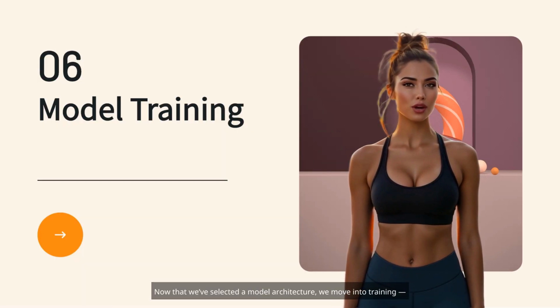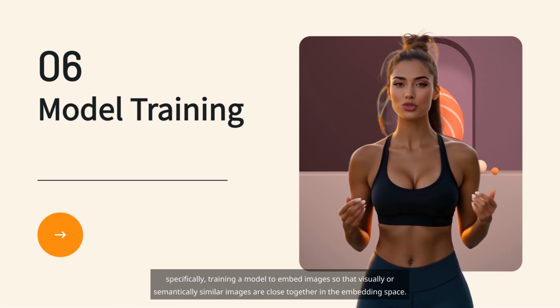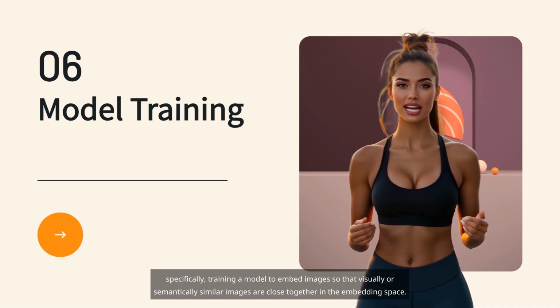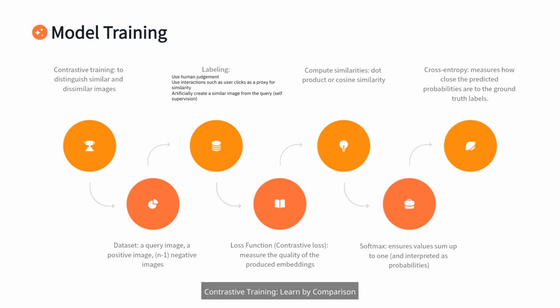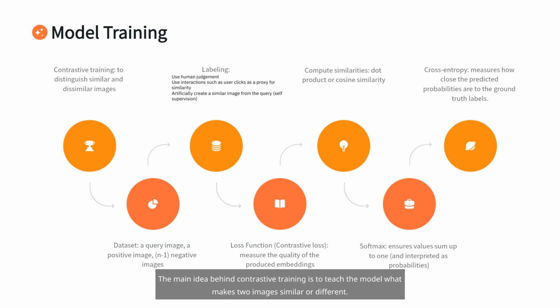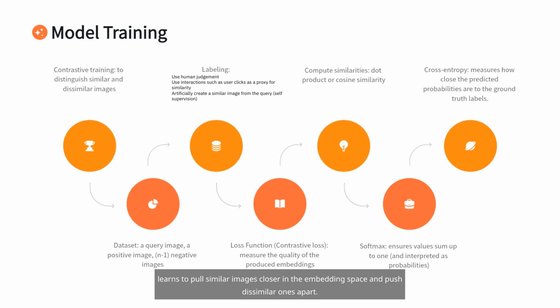Now that we've selected a model architecture, we move into training. Specifically, training a model to embed images so that visually or semantically similar images are close together in the embedding space. We do this using contrastive training. 1. Contrastive training. Learn by comparison. The main idea behind contrastive training is to teach the model what makes two images similar or different. Rather than predicting a label, like in classification, the model learns to pull similar images closer in the embedding space and push dissimilar ones apart. This is critical in visual search, where we care more about relative similarity than about absolute categories.